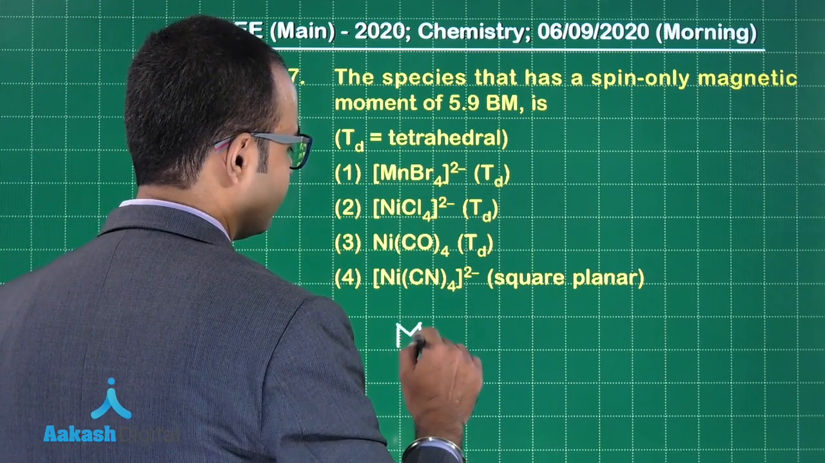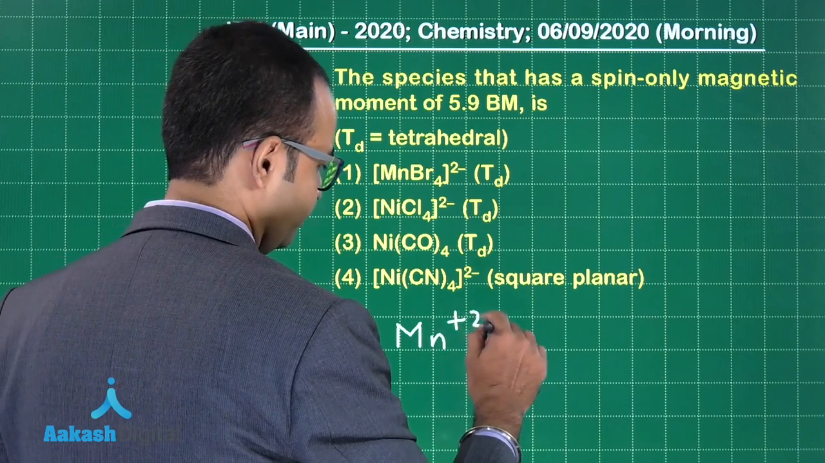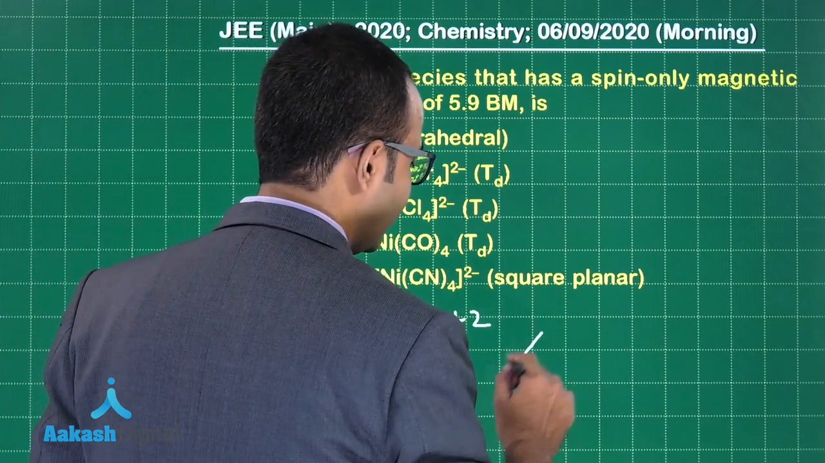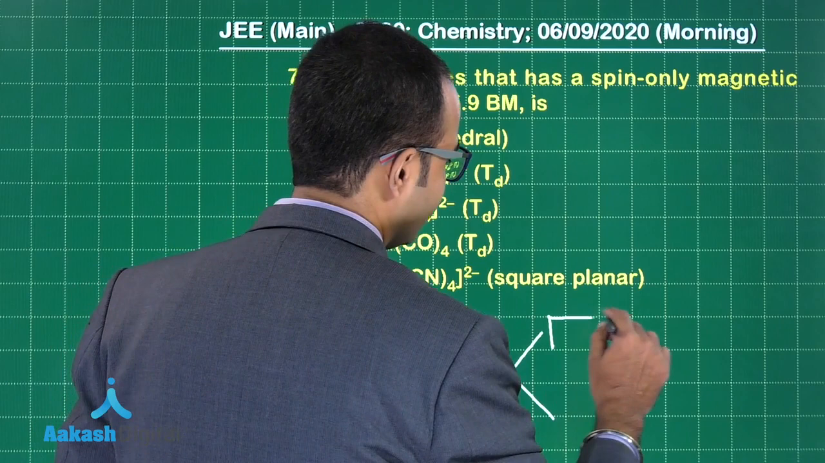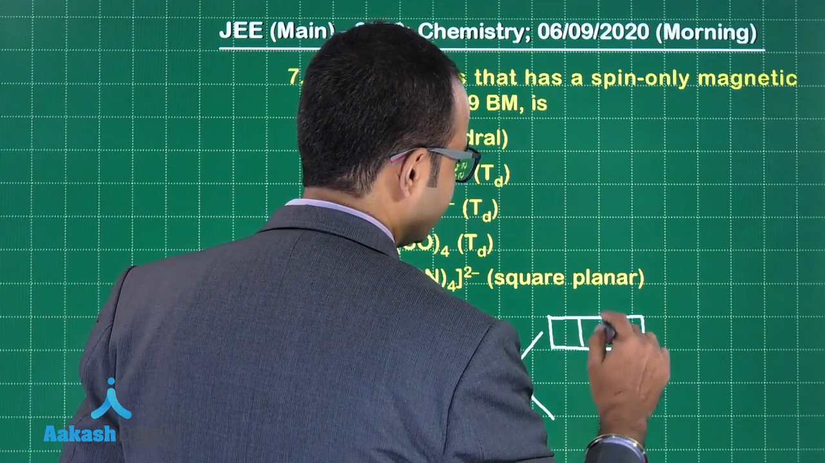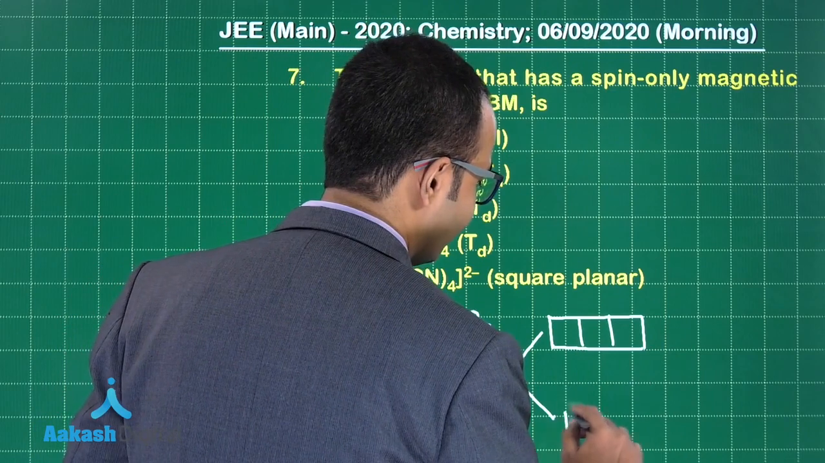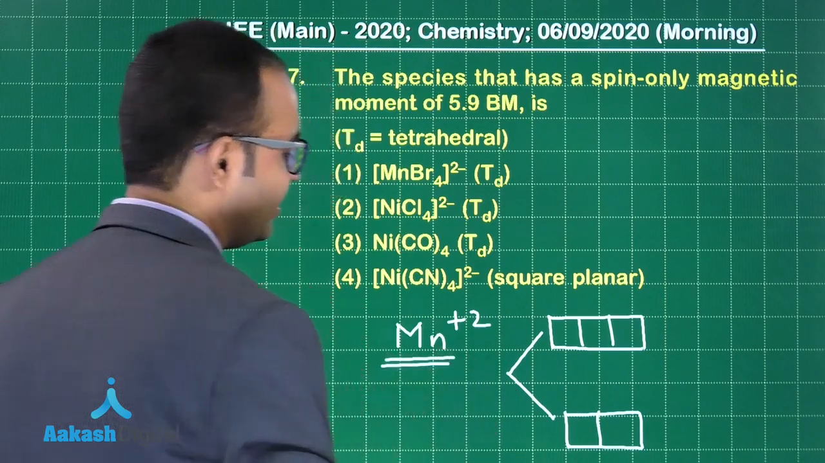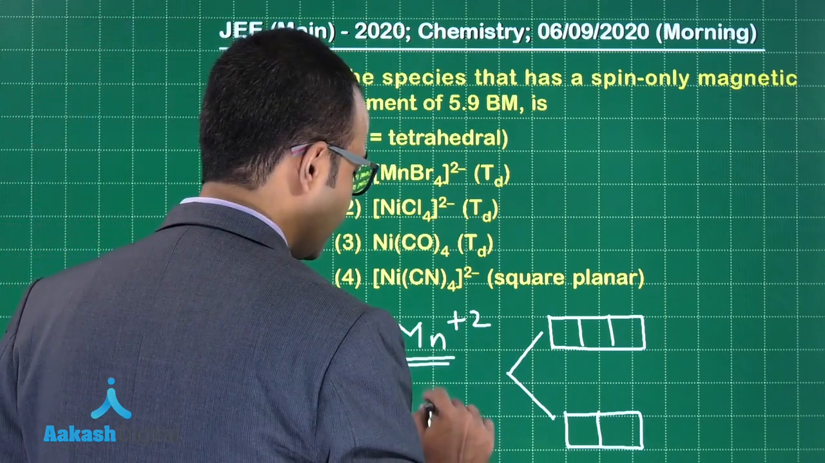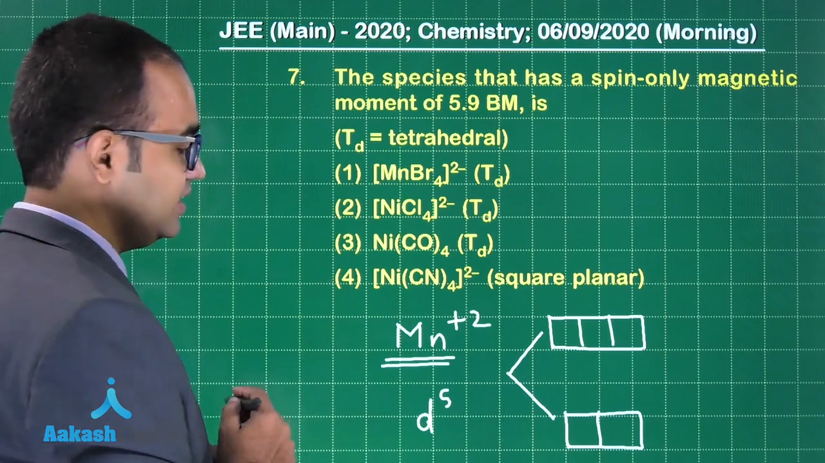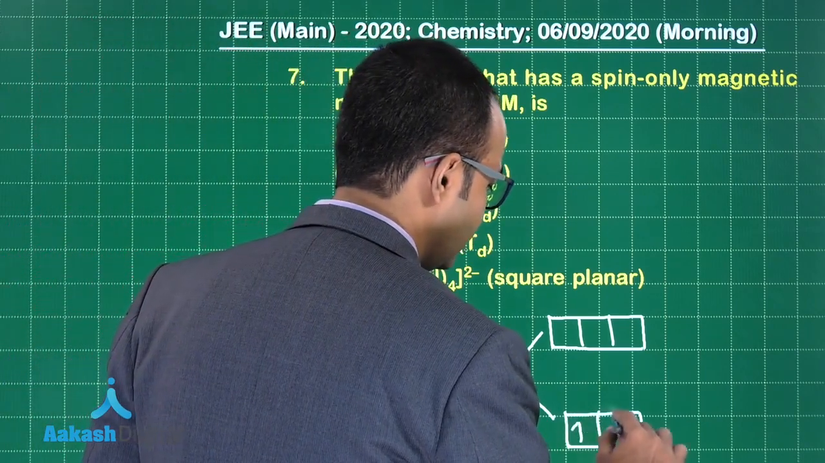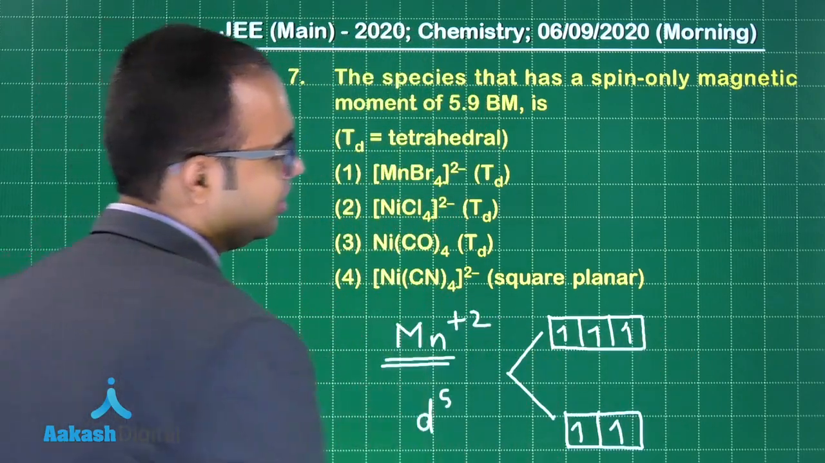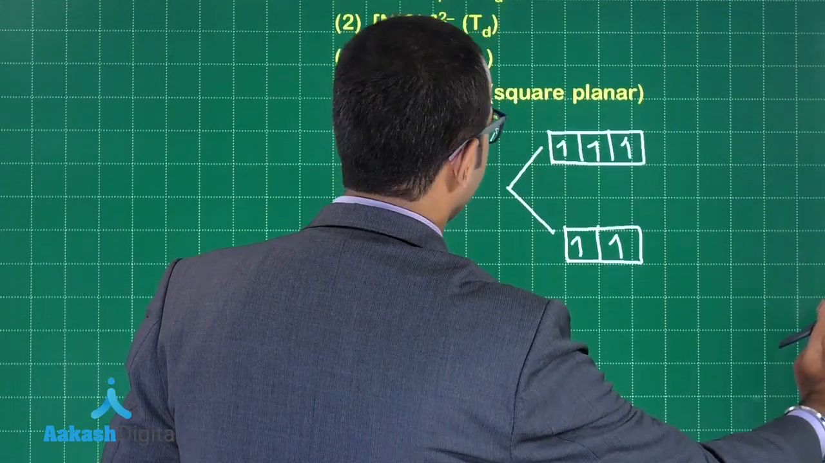So Mn oxidation number is +2. You're talking about tetrahedral geometry. So how will be the splitting in tetrahedral geometry? We will have 3 orbitals of high energy and 2 orbitals of low energy. What will be the configuration in Mn2+? The configuration will be a d5 configuration. So distribute the electrons 1, 2, 3, 4 and 5. Let us calculate the magnetic moment for this.